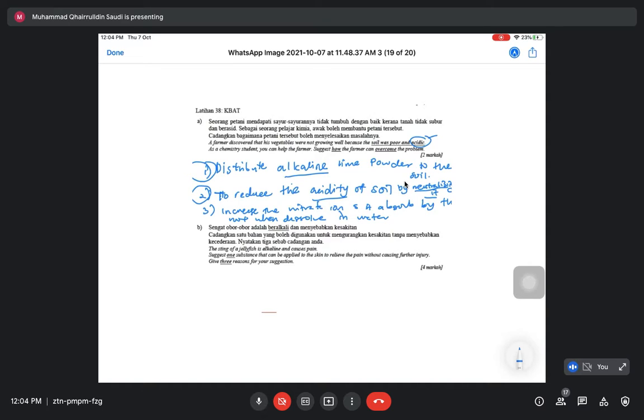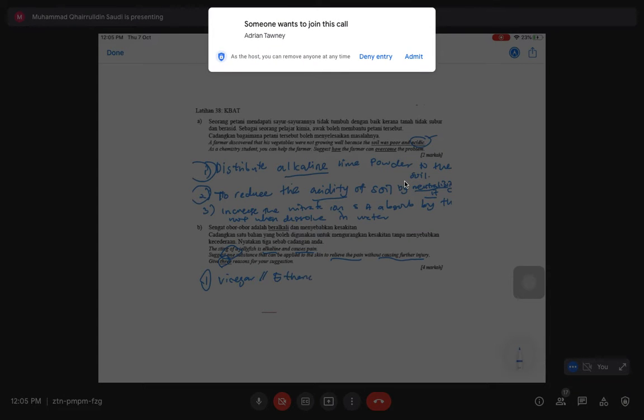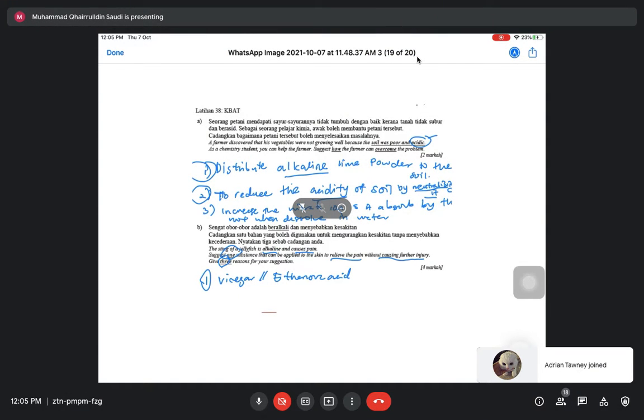Next one, B. The sting of a jellyfish is alkaline and causes pain. Suggest 1 substance. So 1 substance is your 1 mark, that can be applied to the skin to relieve the pain without causing further injury. Give 3 reasons. So your reasons is 3. So your suggestion of substance is? Vinegar or the name, ethanoic acid. Yes, ethanoic acid. So vinegar or ethanoic acid is your suggested substance. And what are your reasons?